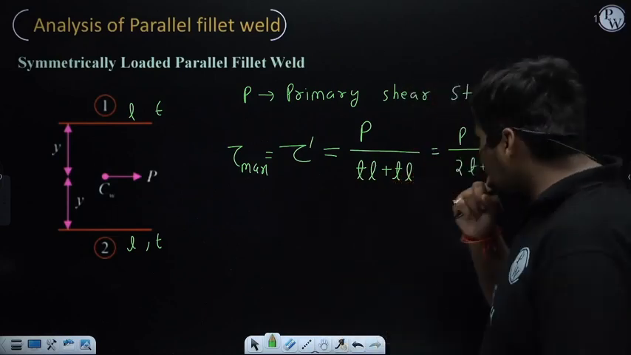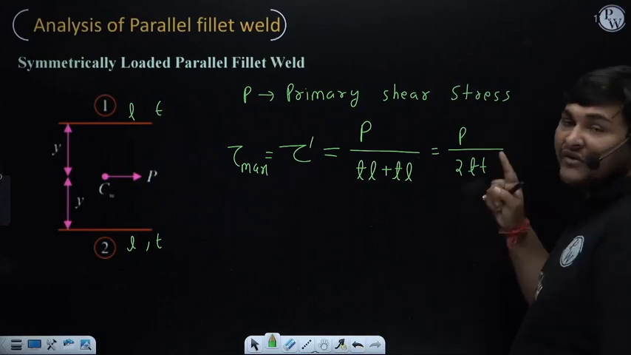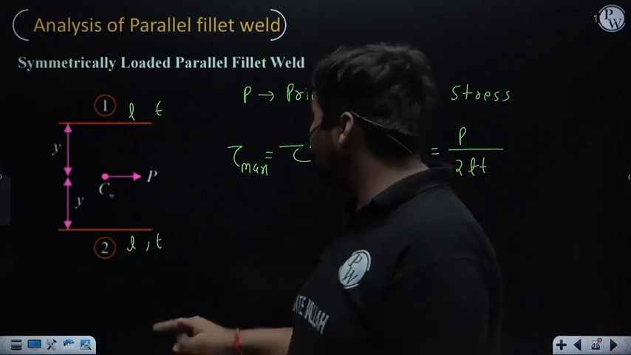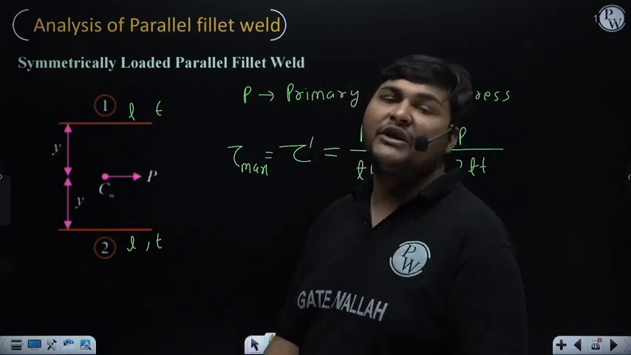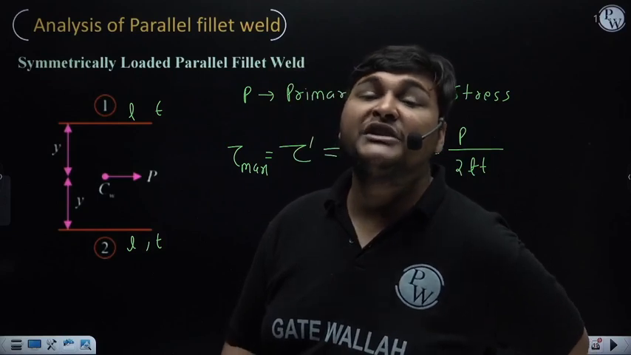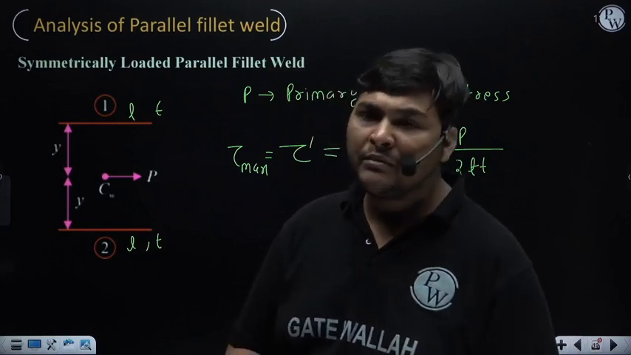And whenever the examiner asks to find some unknown, the examiner will definitely give the value of permissible shear stress. Why permissible shear stress? Because right now it is subjected to shear stress. Or the examiner can also give the value of shear strength and factor of safety, and shear strength upon FOS will be the value of permissible shear stress.